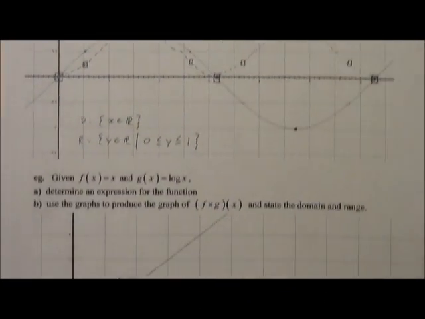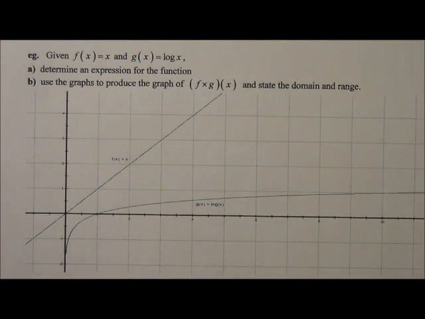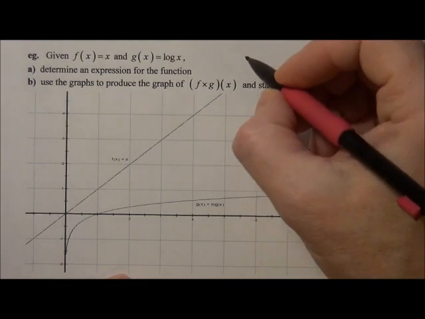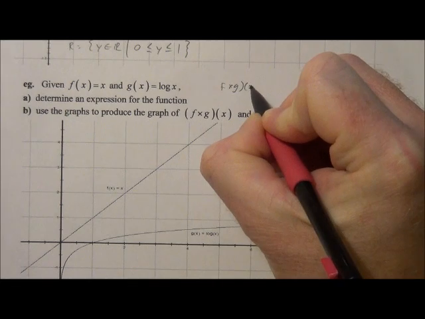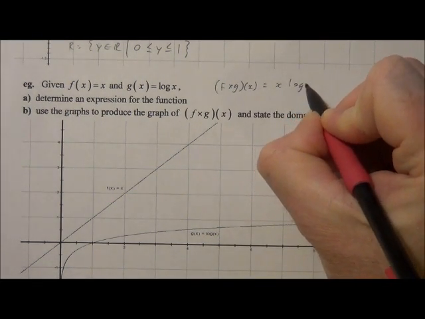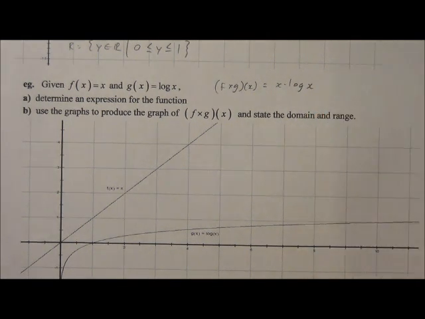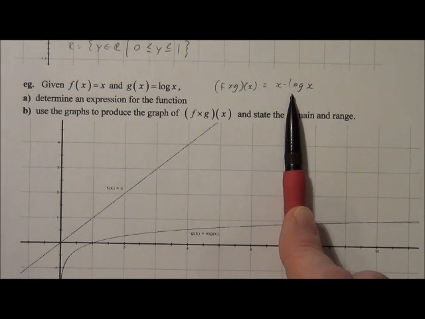Okay, for this next graph, this next combination of functions, we've got f of x equals x and log x, g of x equals log x. We want to determine an expression for the function f times g of x. And so then, maybe I'll just write it up here, f times g of x is basically just x log x, because we're just multiplying f of x equals x times log x, which just gives us x log x.